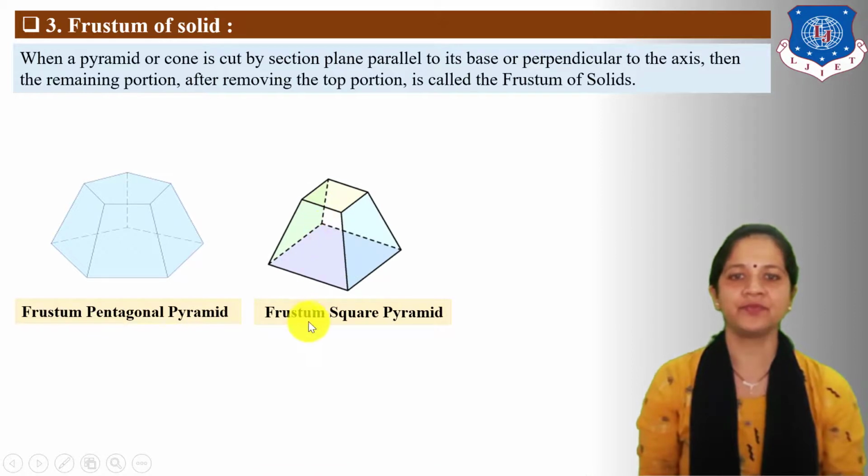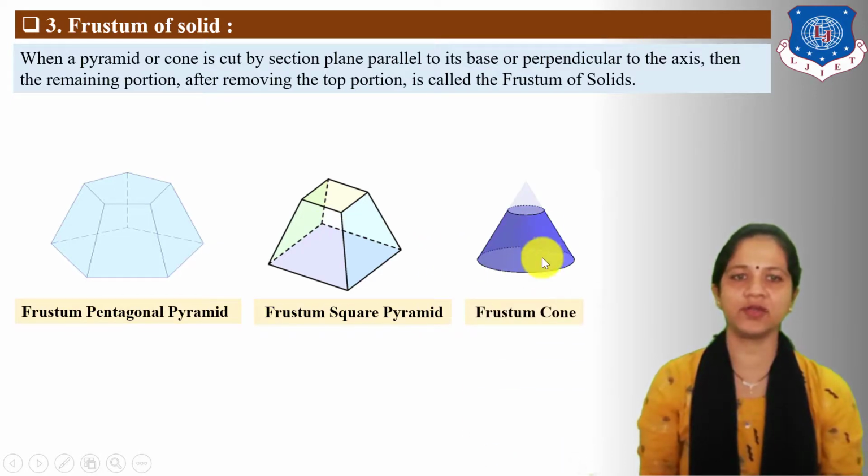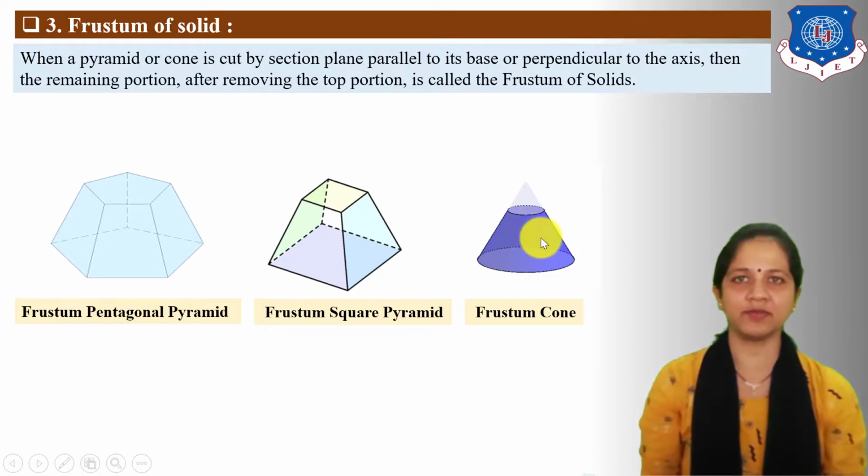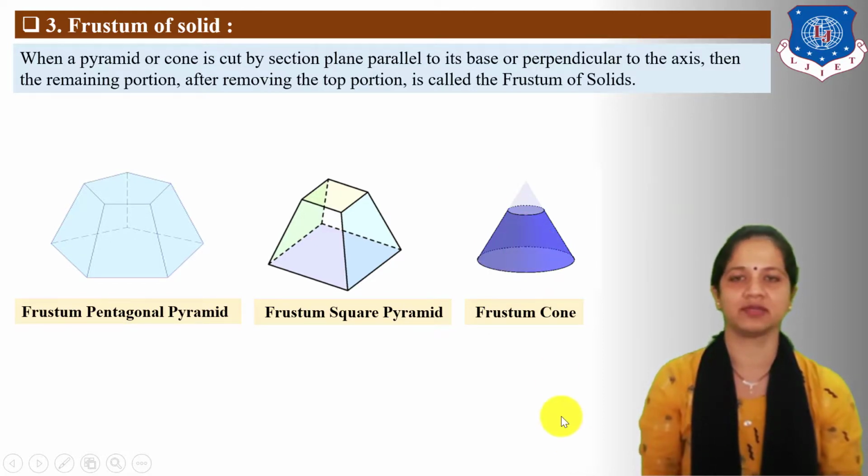Here you can see frustum of square pyramid. Now here square pyramid is cut by horizontal section plane which is parallel to base and perpendicular to axis of the square pyramid. Here you can see frustum of cone. Cone is cut by horizontal section plane which is parallel to base and perpendicular to axis of the cone.